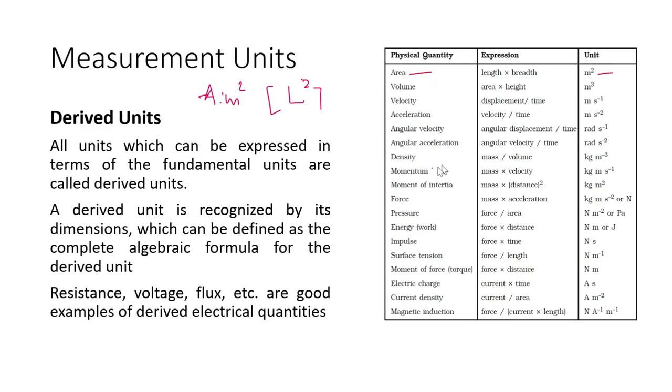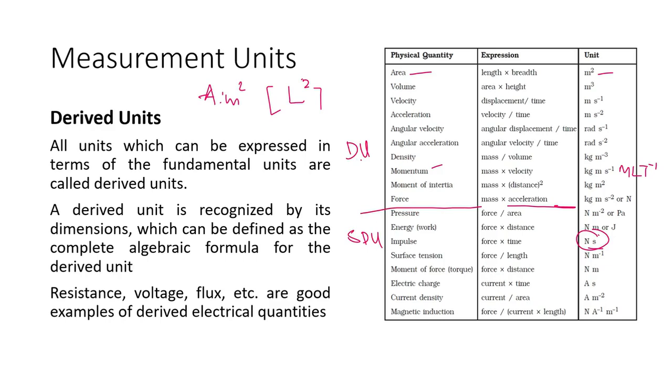Similarly, momentum is this is m, and this is L, and this is T inverse, and these are secondary derived units. Secondary derived units contain a derived unit and a fundamental unit. So derived and fundamental make a secondary derived unit. So these are the third category units. From this area onward, we have secondary derived units, and these are only derived units.